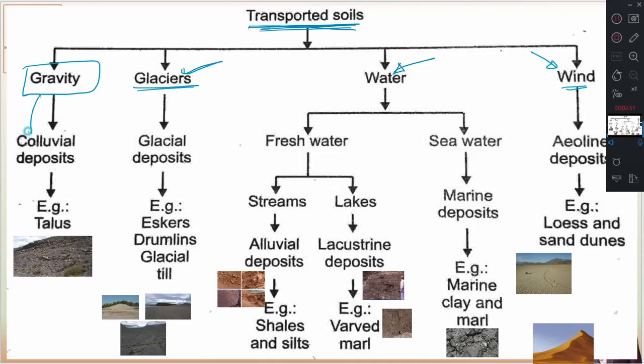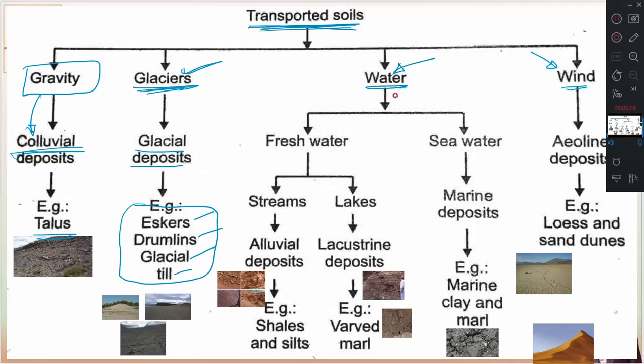Gravity transportation is called a colluvial deposit. Colluvial deposit, the best example is talus. Glacier deposit means transportation by ice. Then that is glacier deposits, and the examples are eskers, drumlins, glacial till. These are the examples of glacier deposits.